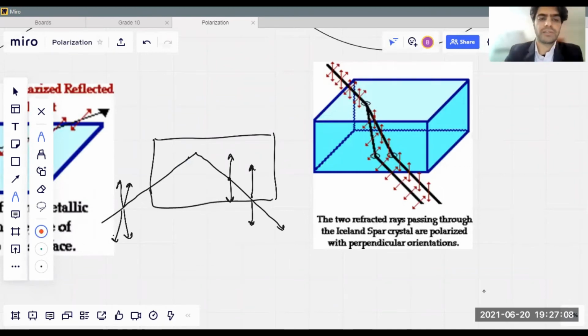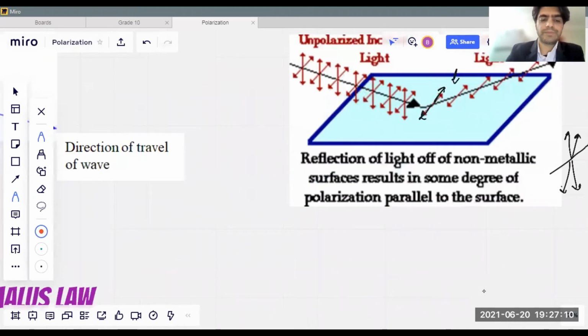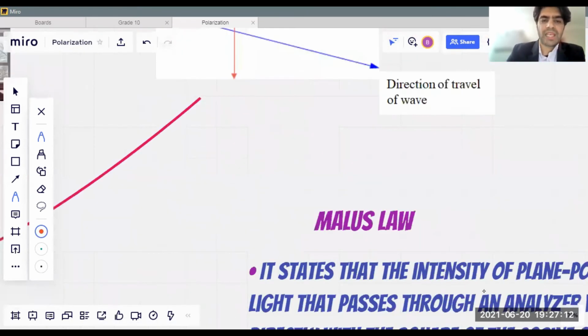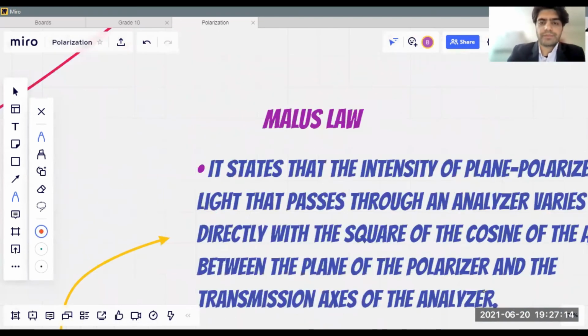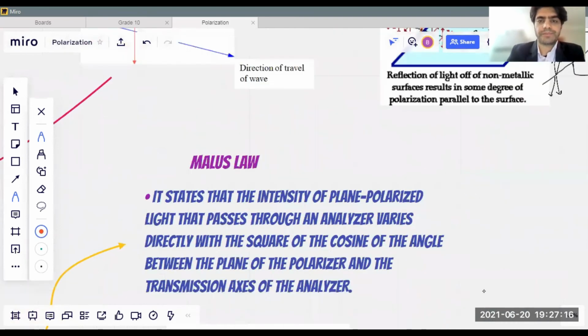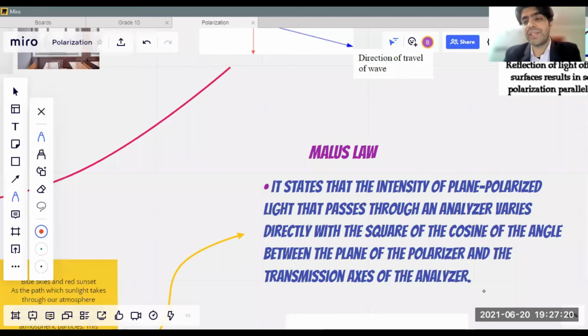Now moving towards our law. What is Malus Law? Before going into a deep discussion, let's take the statement of this law. Malus Law states that the intensity of plane polarized light that passes through an analyzer varies directly with the square of the cosine. This is an important part, so we'll discuss this whole law with a question as well.